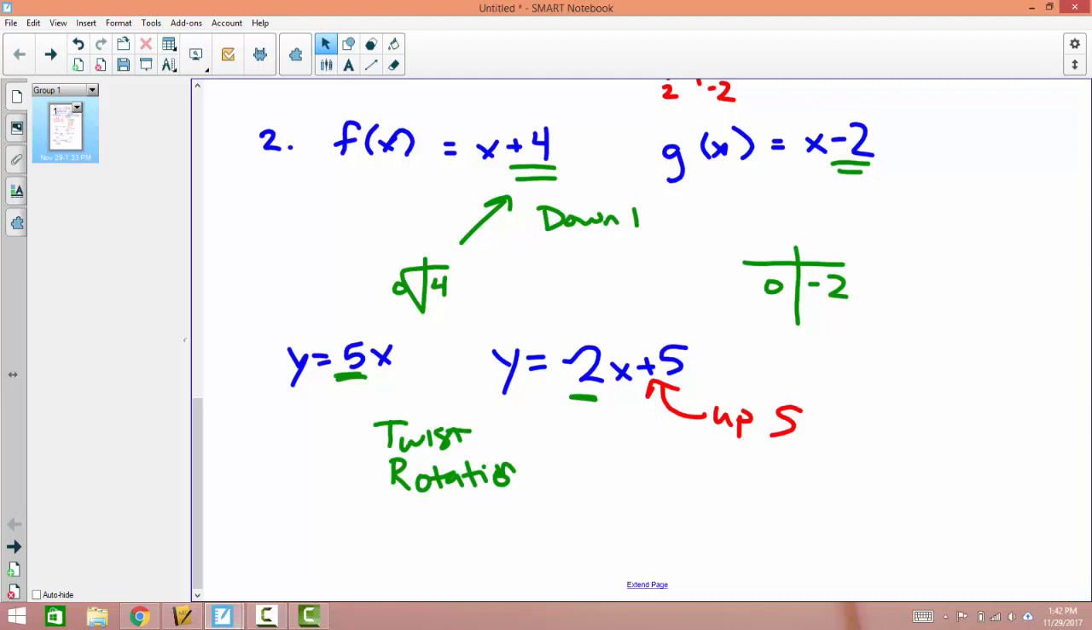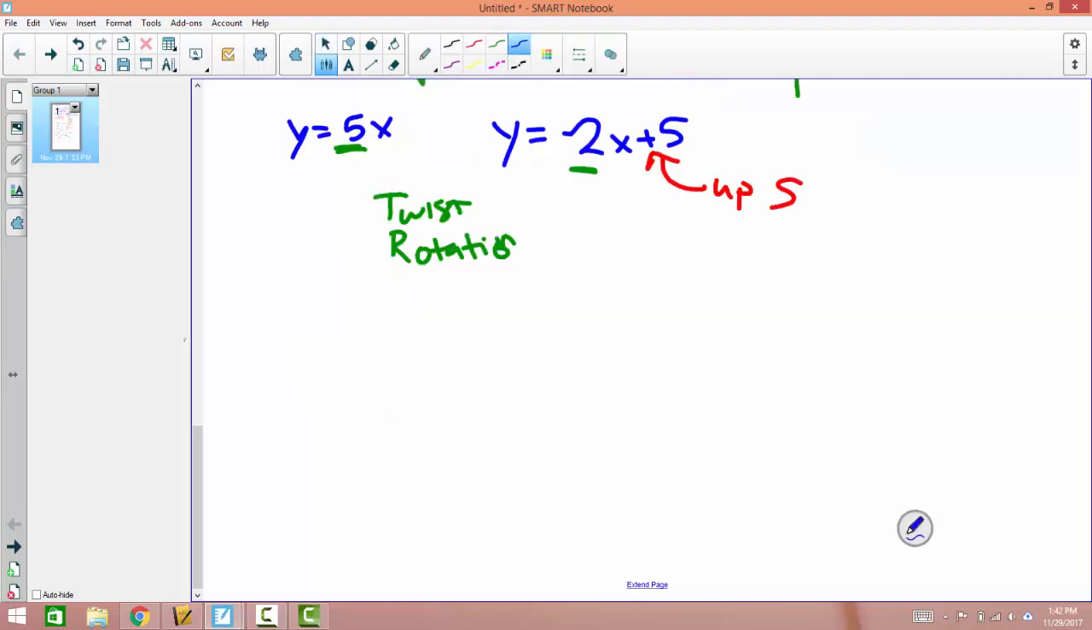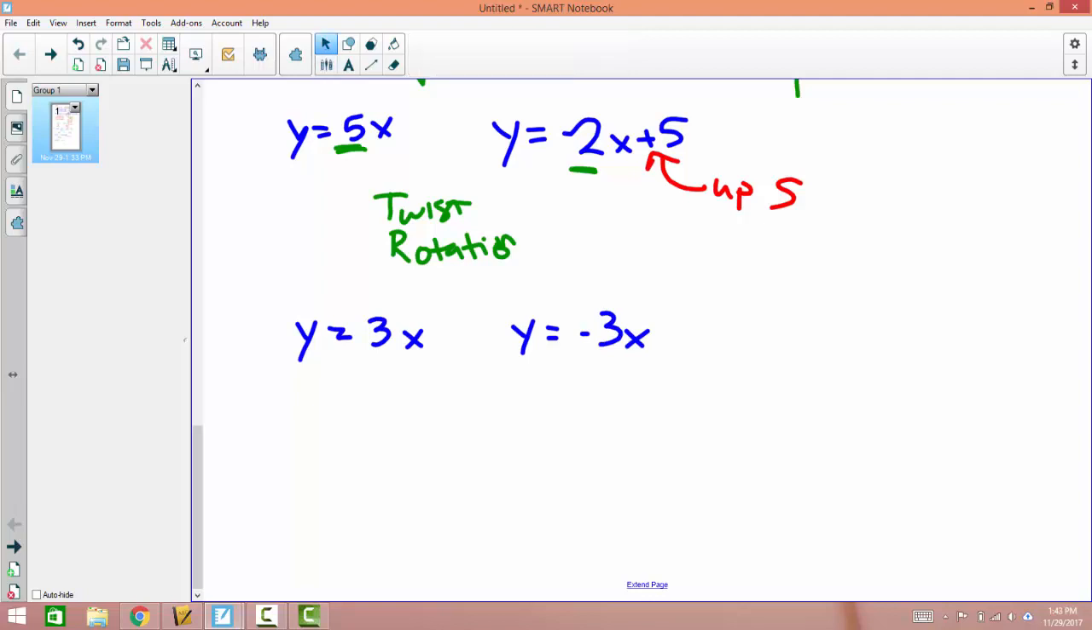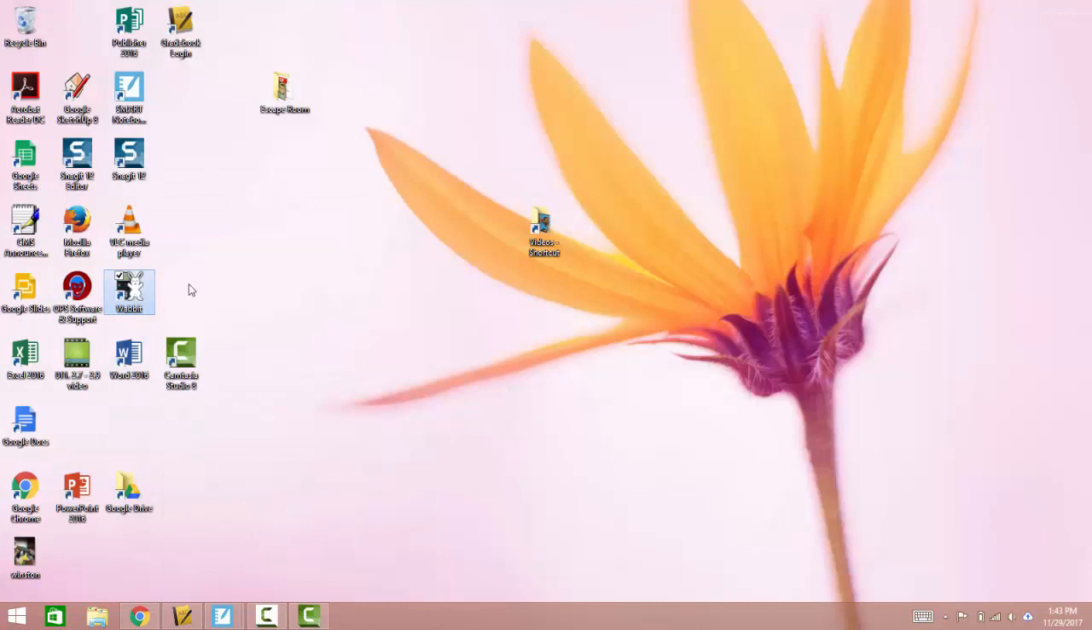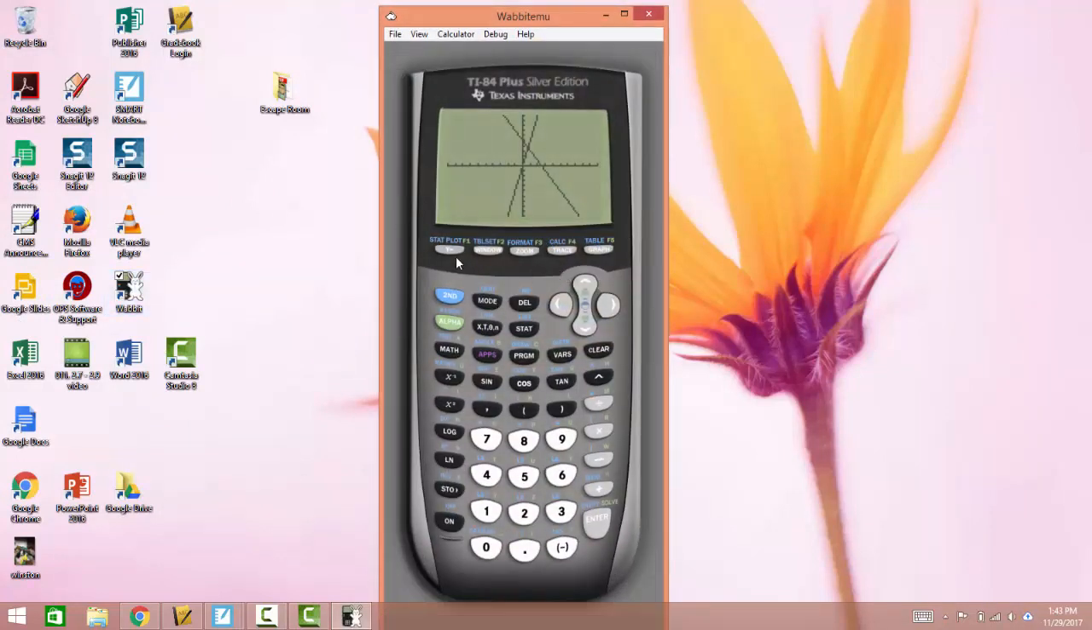And there's also a reflection, and that's if something is completely negative. So think about y equals 3x and y equals -3x. And if you graph both of those, we'll clear these again. So I'm going to put the -3x on the bottom and put the 3x on top.